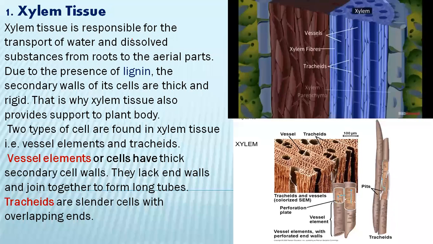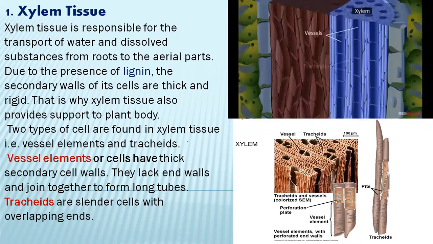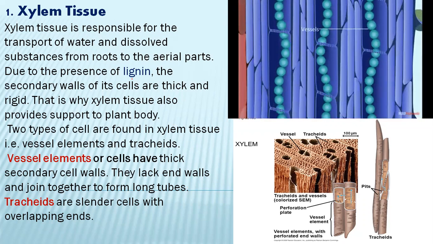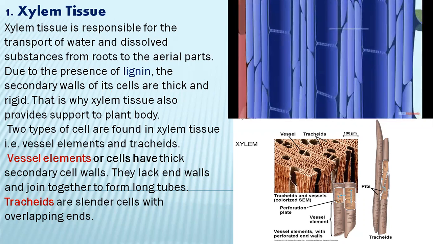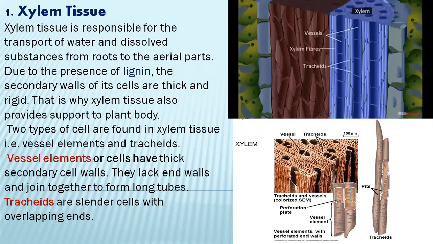So that is xylem. We'll talk about them now, structure and function. Xylem tissue is responsible mainly for conducting water and dissolved substances which are carried from the roots to the aerial parts of the plant. Due to the presence of lignin, we have talked about before that xylem cells are having lignin inside them because they are having secondary wall and it makes the walls rigid and thick. That's why not only does it transport the water, it also gives support to the plant body.